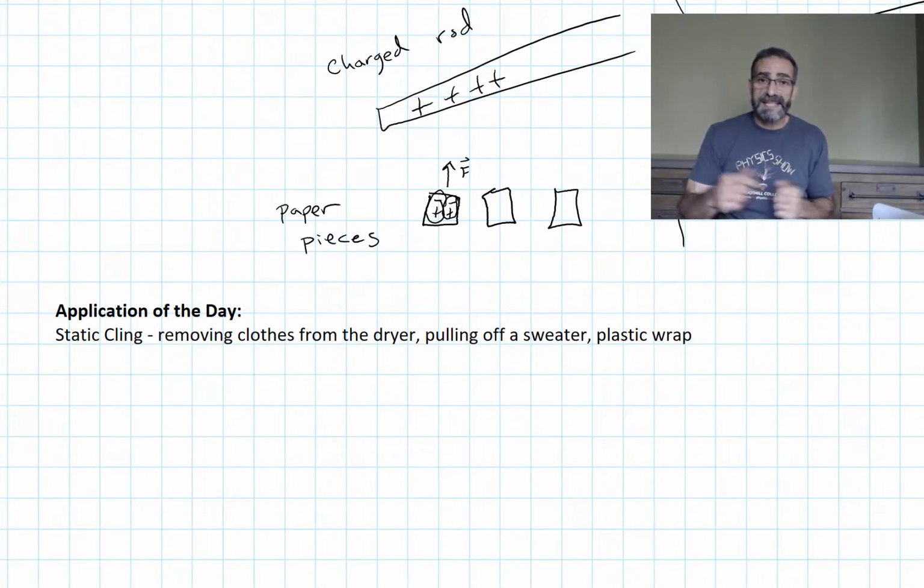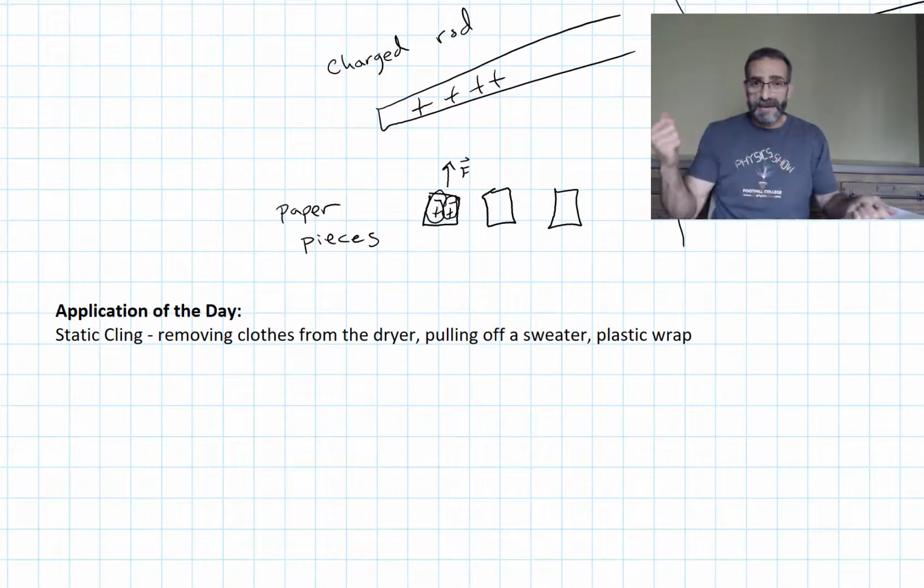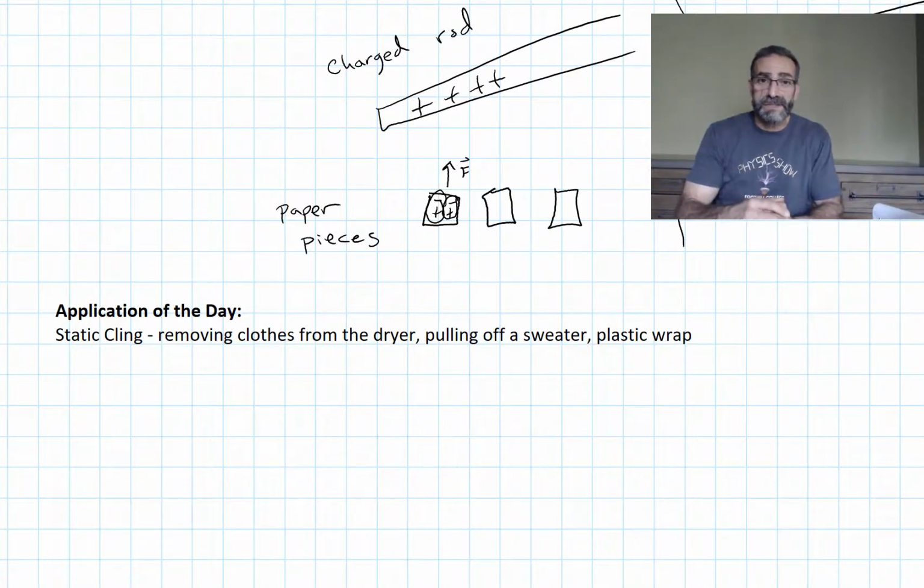And even the plastic wrap we use to seal up our dishes and save our leftovers in the kitchen oftentimes sticks because of electric cling, static cling. When the plastic wrap is peeled off, charges get transferred and it sticks electrically to the dish.